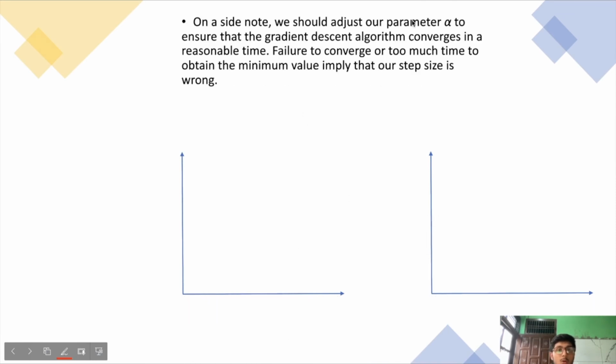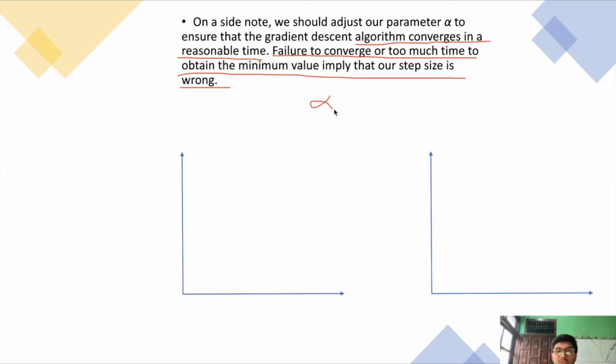On a side note, for your information, we should adjust our parameter alpha according to our need and according to our algorithm's need, so that the algorithm converges in a reasonable time so that it doesn't take too much time. Failure to converge or too much time to obtain the minima implies that our step size is wrong. That means that our alpha is wrong. So we must take care of that.